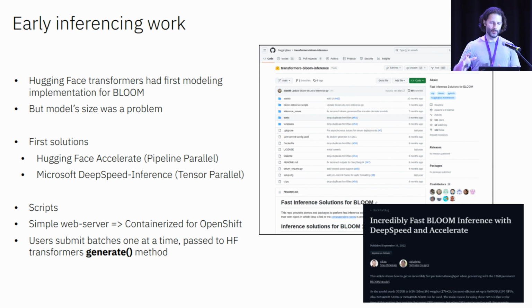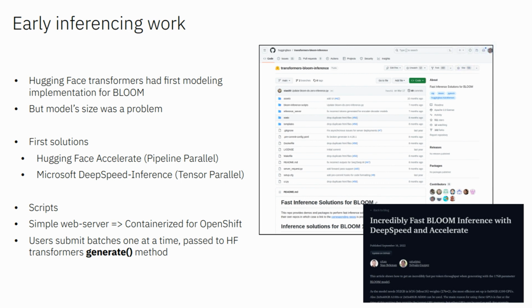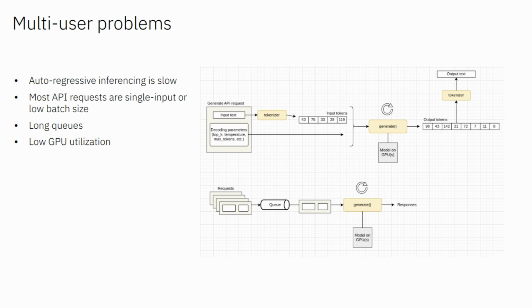The other way is to split each layer across the GPUs, so that you can run each layer in parallel. This is called Tensor Parallel. There was an implementation of this from Microsoft called DeepSpeed Inference. So this is something we started with, and we wrapped it in a web server and had a little queue in front, and users could submit batches of requests to be inferenced by the LLM, and we passed these to the Hugging Face generate method in Transformers.